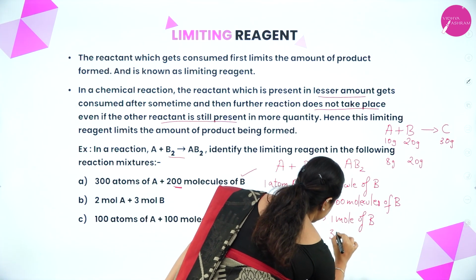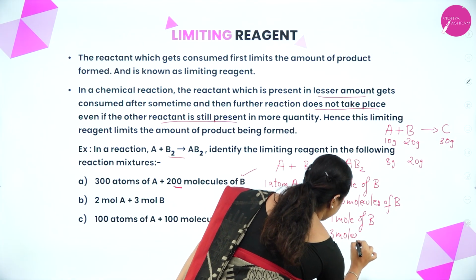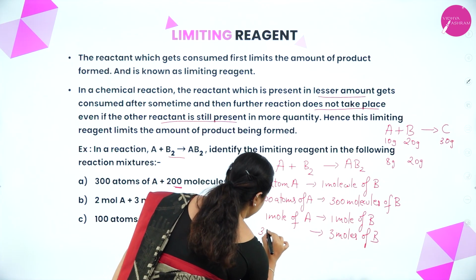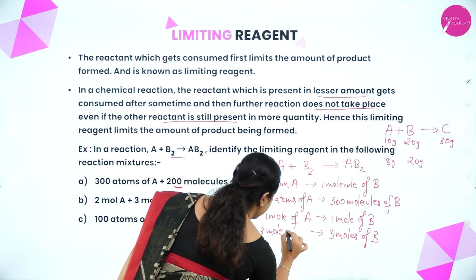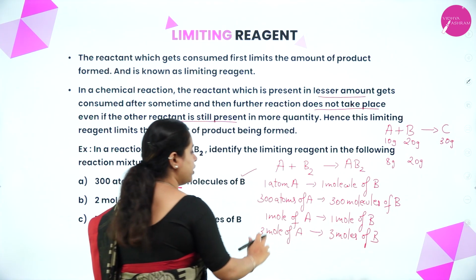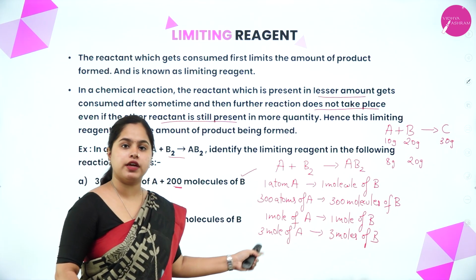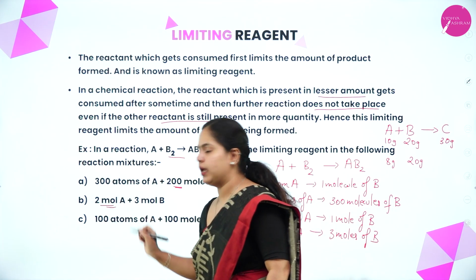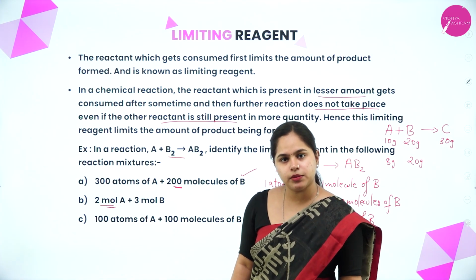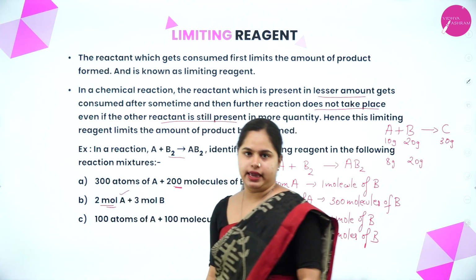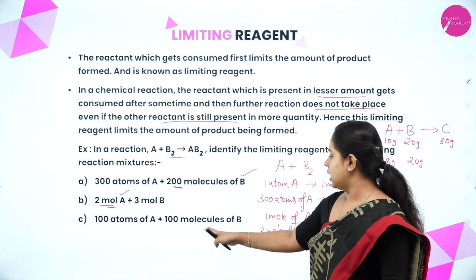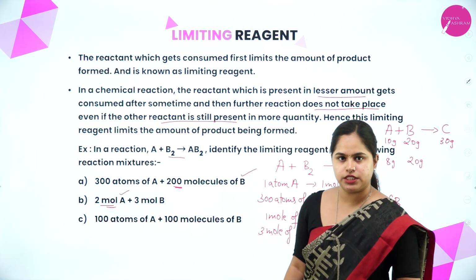So what does that mean? If I am having 3 moles of B, I require how much? 3 moles of A is required, right? 1 mole requires 1 mole of B, so 3 moles of A require 3 moles of B, right? Now what is given here? Only 2 moles of A. So what is my limiting reagent here? It is A, right? Now the last one, 100 atoms of A requires 100 molecules of B. You have to find the limiting reagent.